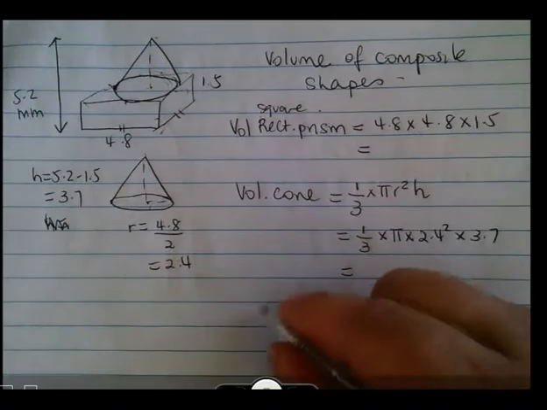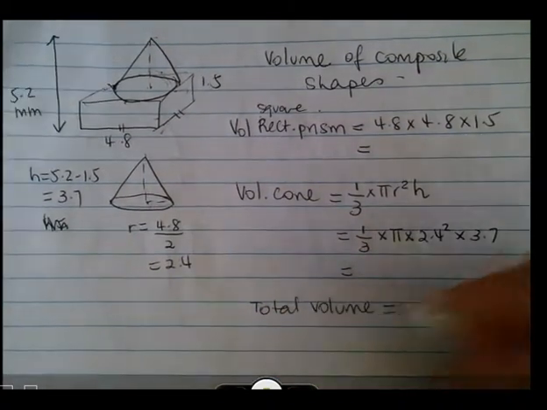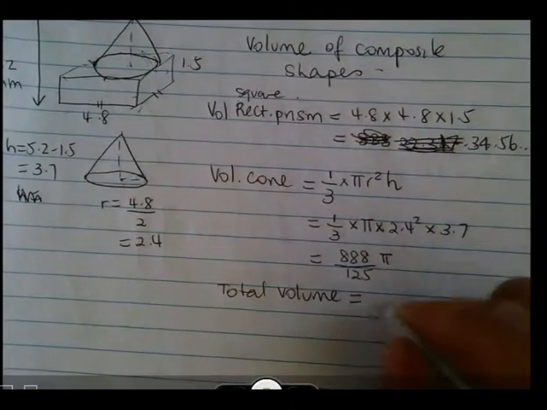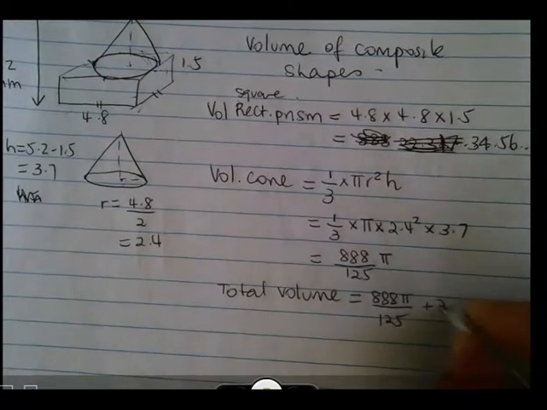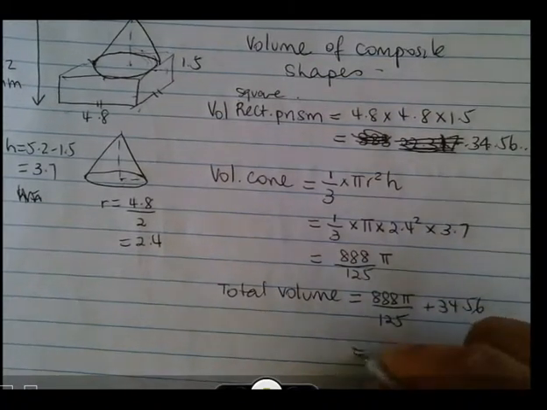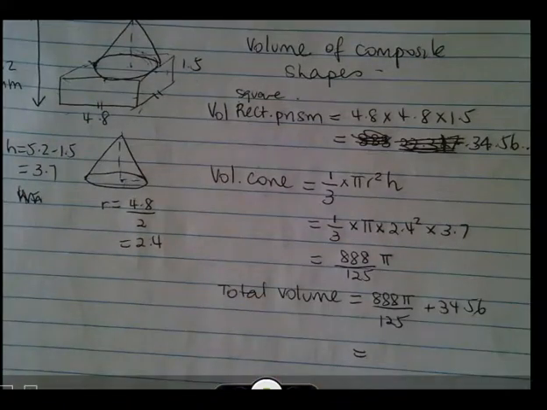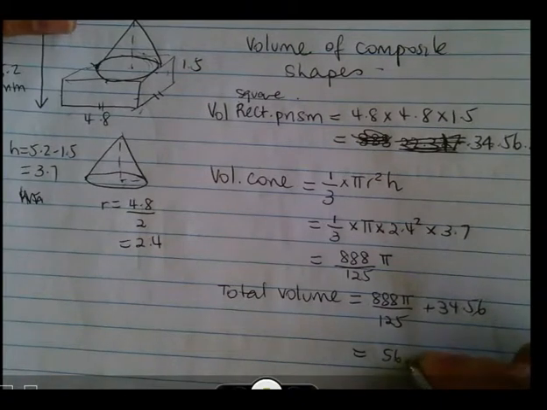Miss, in the exam, will you tell us to give it in the exact form or 2 decimal places? Yeah, you'll be told in the exam exact form or 1 decimal place or whatever. All right, good. 34.56, so it's 888 pi on 125 plus 34.56. I would not want more than 1 or 2 decimal places for the answer.